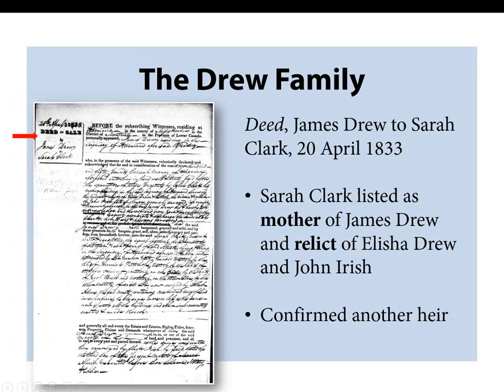Next, I wanted to take a closer look at that deed. So we have a deed from James Drew to Sarah Clark, recorded 20 April 1833. In here, we get the maiden name of Sarah, and this is a pretty common practice in Quebec notarial records, women being listed by their maiden name. Sarah is listed as the mother of James Drew and the relict, or the widow, of both Alicia Drew and John Irish. So this deed, again recorded more than 25 years after Alicia's death, confirms another child, James Drew.